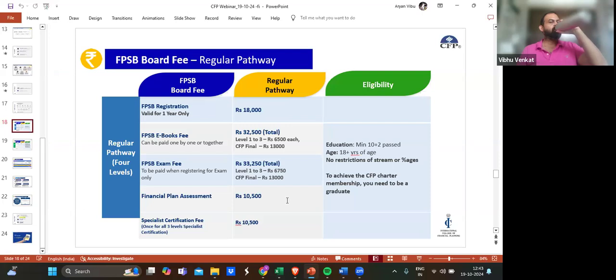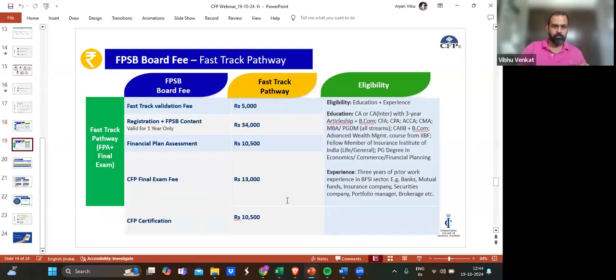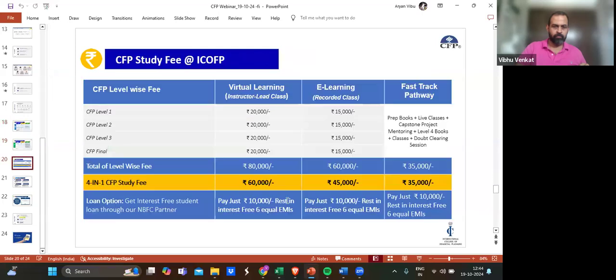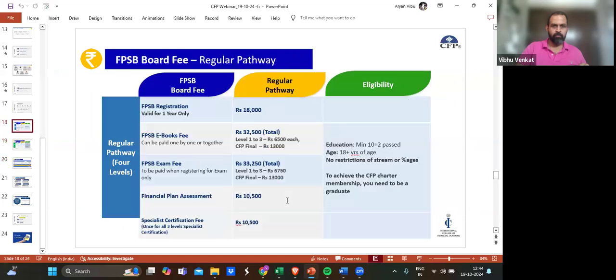Your board fee would be 88,500 rupees plus the learning fee. I'm talking about the regular pathway: 88,500 rupees for the board fee, and the 57,000 rupees would be if you are going for the interactive class, or 42,000 rupees would be if you're going for e-learning.